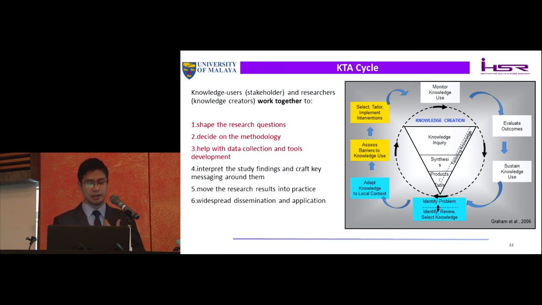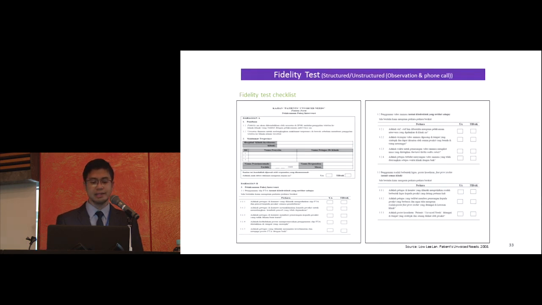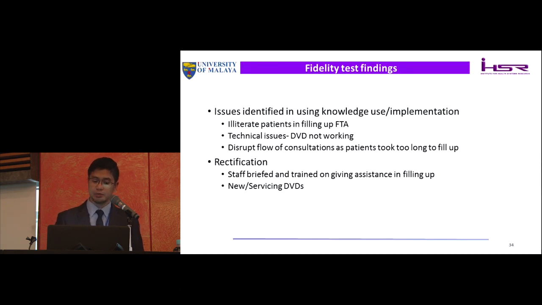Next, they rolled out those interventions at 5 selected healthcare clinics. So it's a quasi-experimental study. 5 clinics were chosen for the intervention, and another 5 were used as control. At the intervention clinics, they assessed the usage of those interventions to see how feasible they are. They did a fidelity test to see whether the instruments were used as intended, and some issues were identified when using those intervention packages.